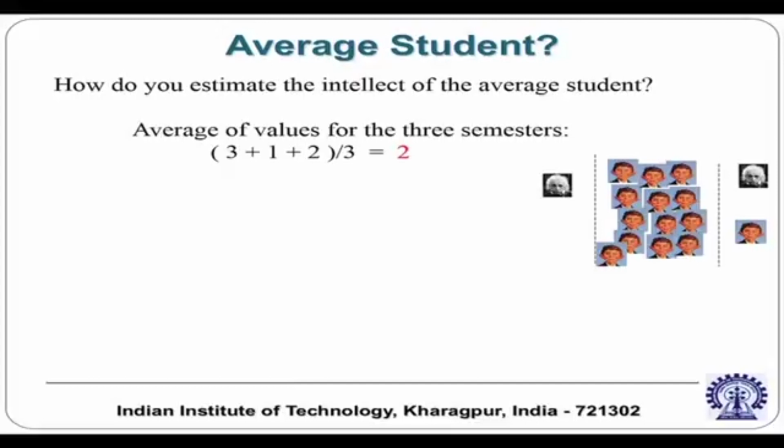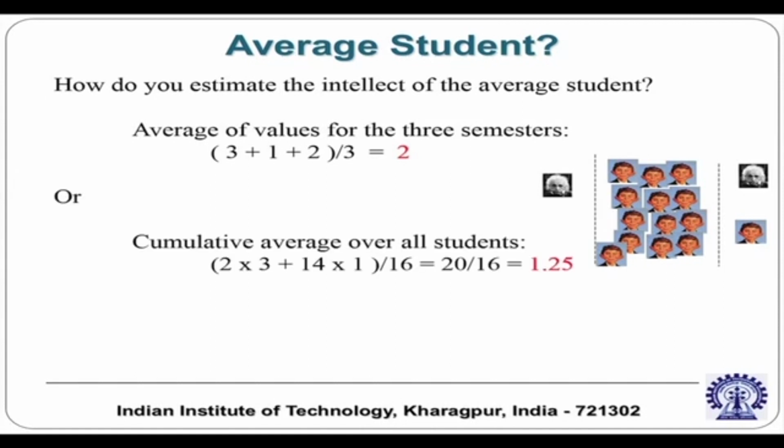So the average value of the 3 semesters, this is one possibility, right. So this will give you the concept of an ensemble, or ensemble in a different pronunciation. The average values of the 3 semesters: 3 plus 1 plus 2 divided by 3, which is 2, if you take semester-wise average. On the other hand, if you take average over students, this is also averaging. So you have 2 times the genius student has appeared plus 14 times the ordinary student has appeared, divided by 16, the total number of students, that is 1.25.